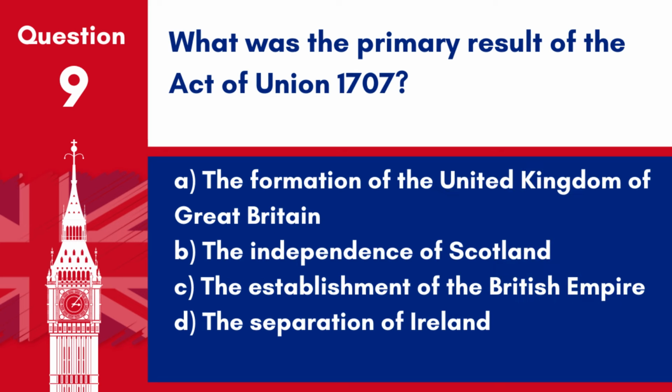Question 9. What was the primary result of the Act of Union 1707? A. The formation of the United Kingdom of Great Britain. B. The independence of Scotland. C. The establishment of the British Empire. D. The separation of Ireland. Answer: A. The formation of the United Kingdom of Great Britain. The Act of Union 1707 unified England and Scotland into a single sovereign state known as Great Britain.